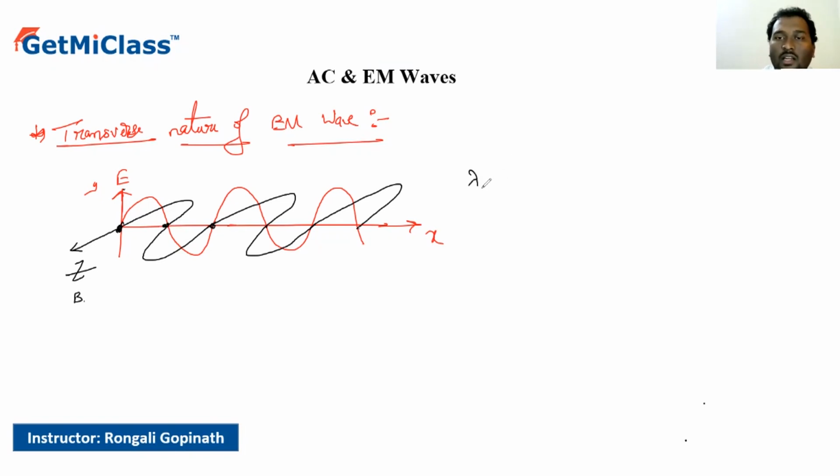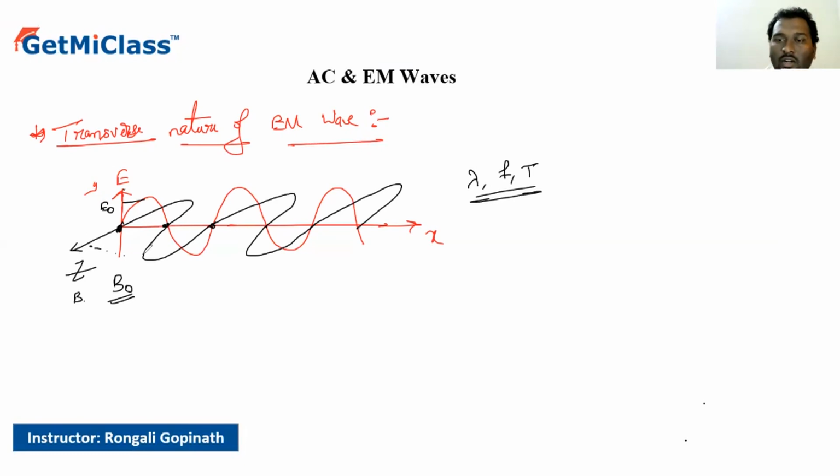So we can say that the lambda, frequency, time period, whatever it is, is the same for both electric field as well as magnetic field. Right? Only the difference will be the amplitude. Amplitude of electric field we will call as E naught, whereas amplitude of magnetic field we will call as B naught. Right? But what about the direction? How do we know its direction?